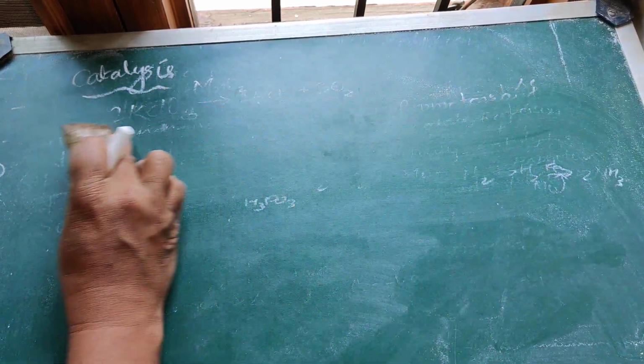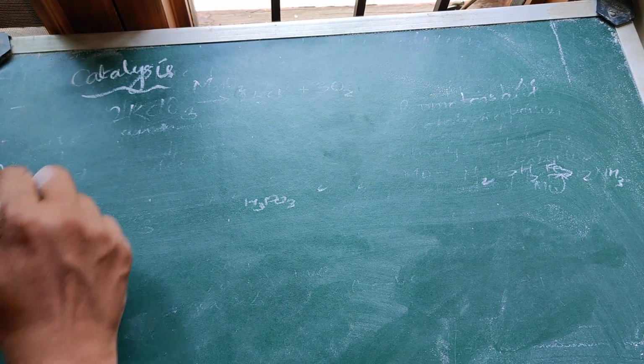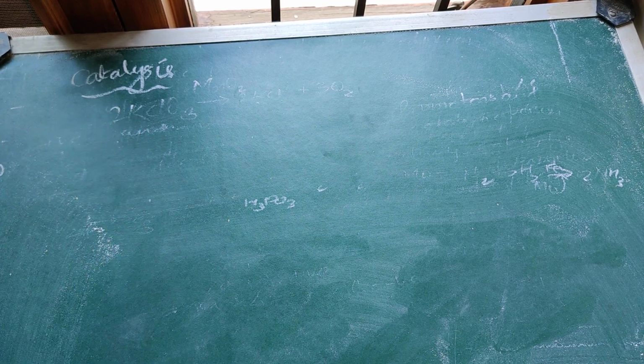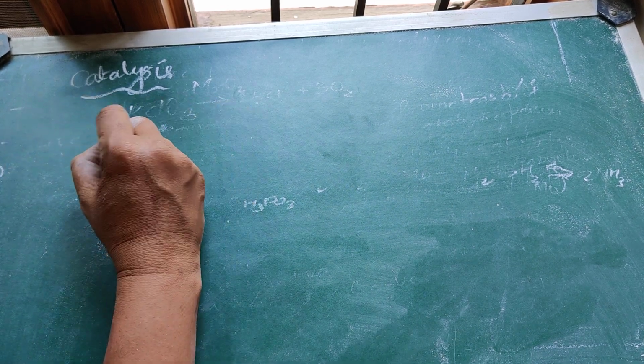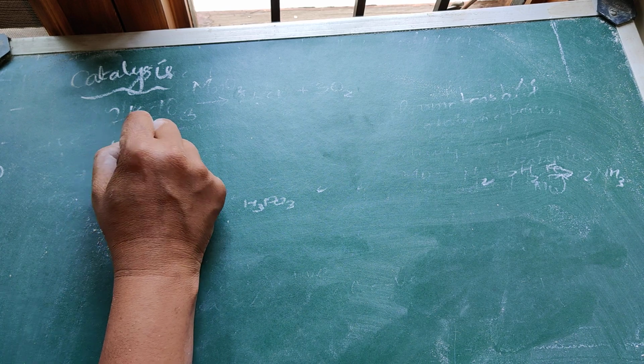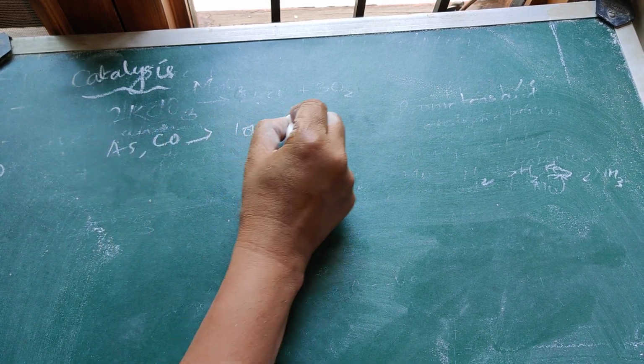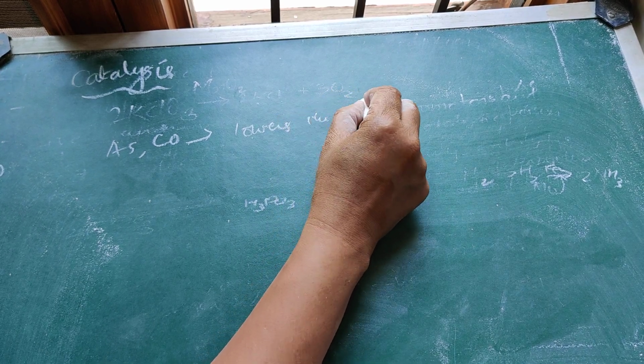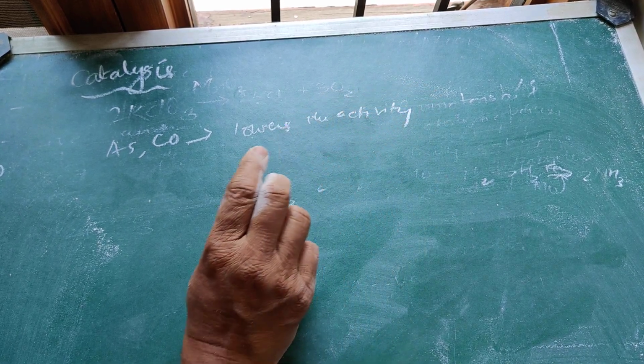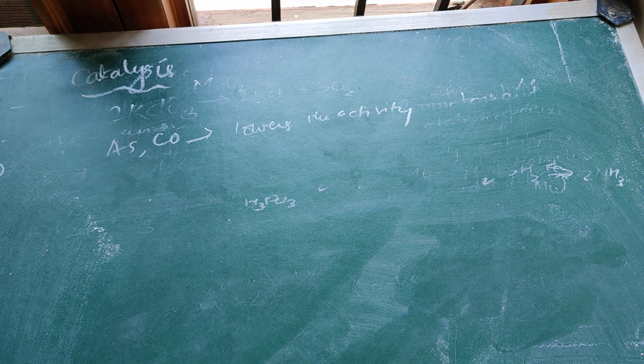Then what is catalytic poison? That which decreases the activity of the catalyst is what? Catalytic poison. Arsenic, cobalt, if they are present, lower the activity of the catalyst, and therefore they will be called catalytic poison. Okay, arsenic and cobalt.